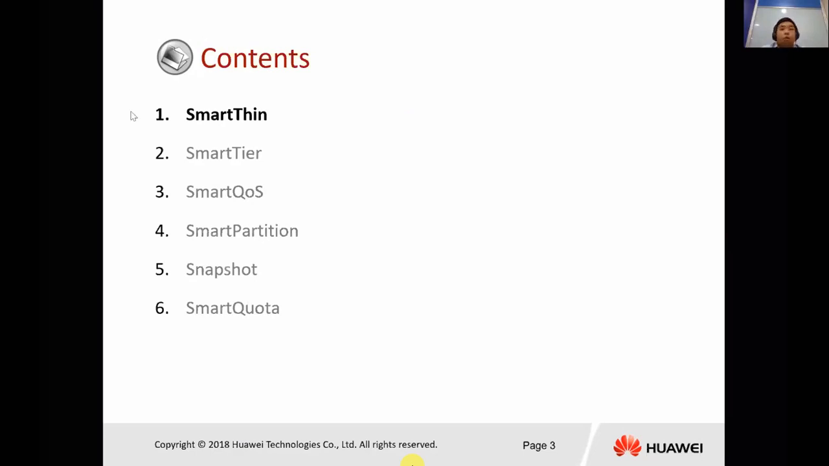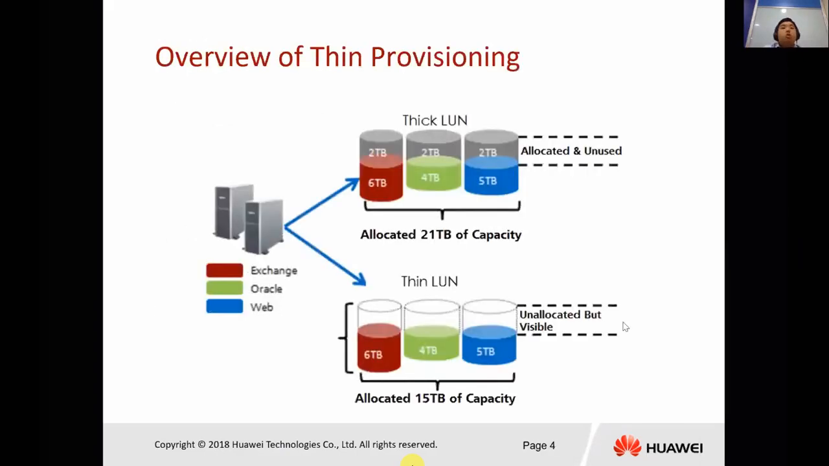So we will look into these 6 only, not all of them. This is just some of it, not everything. First, we look into smart team. Smart team is basically a license or software in order for you to create a team LUN.